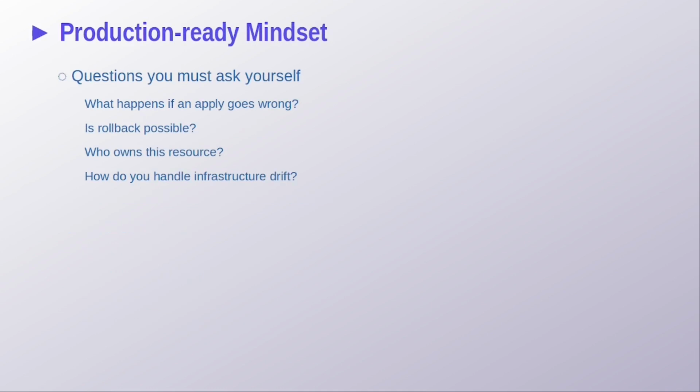Production-ready mindset. Before you finish, ask yourself these questions. What if an apply fails? Can I roll back? Who owns this resource? How do I detect infrastructure drift? These are real production questions. After finishing this lesson, you will be able to say: I can build a complete AWS infrastructure with Terraform. I understand why the architecture is designed this way. I can use this project for job interviews, teaching, and portfolio building.